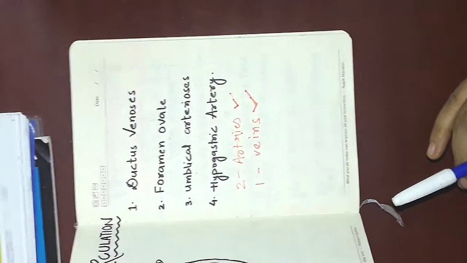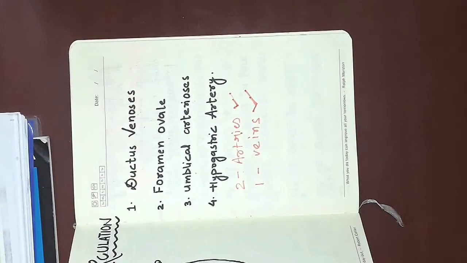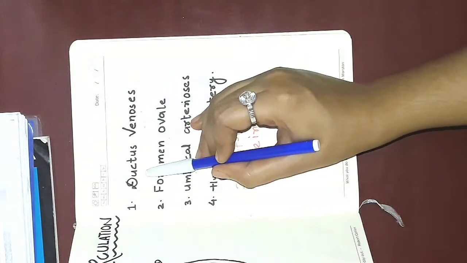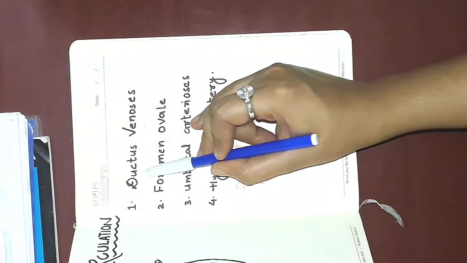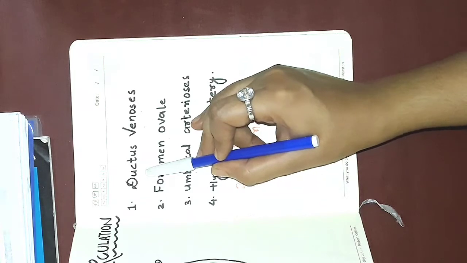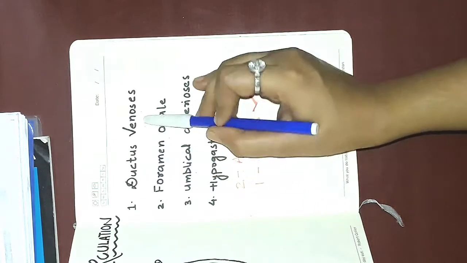Friends, before starting the topic fetal circulation, we need to know some important terms. The first one is ductus venosus, which is the connection between the umbilical vein and inferior vena cava. They both are veins. Vein to vein connection is known as ductus venosus.